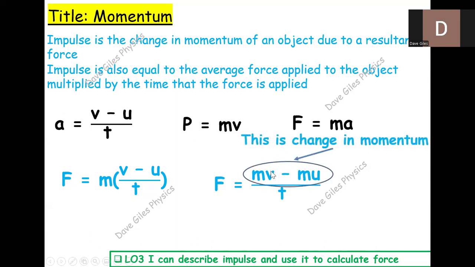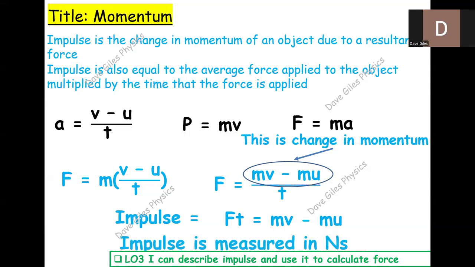So this is change in momentum, and we've said here that impulse is the change in momentum. So I've taken the t across to the other side. So this is impulse, force times time, which is mass times final velocity minus mass times initial velocity. And the units are going to be, well, it's newtons times seconds, so it's going to be newton seconds.